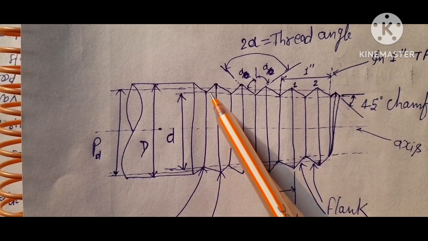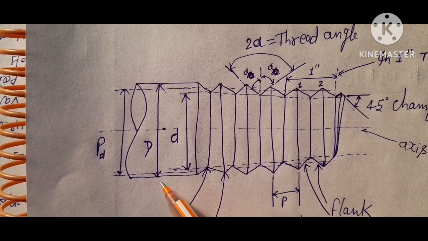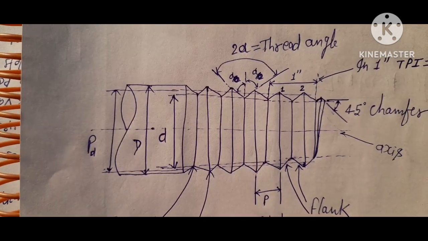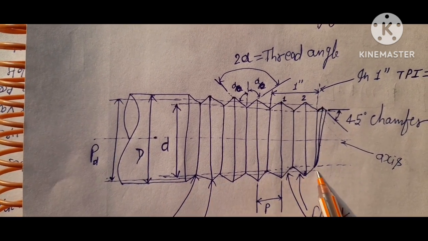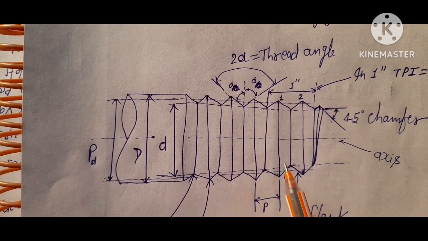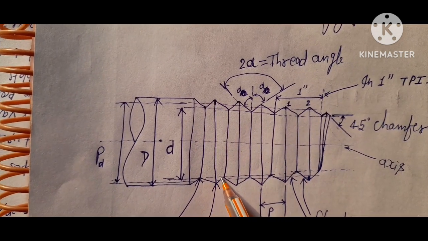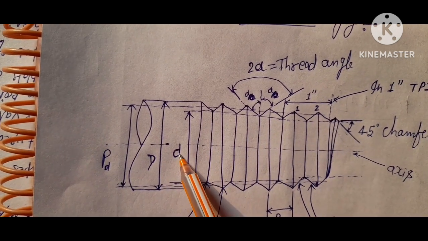And the circular distance between this crest to this crest is known as major diameter. You see here, this is a major diameter. From this crest to this crest, the distance is known as major diameter. From this root to this root, the distance is known as minor diameter.